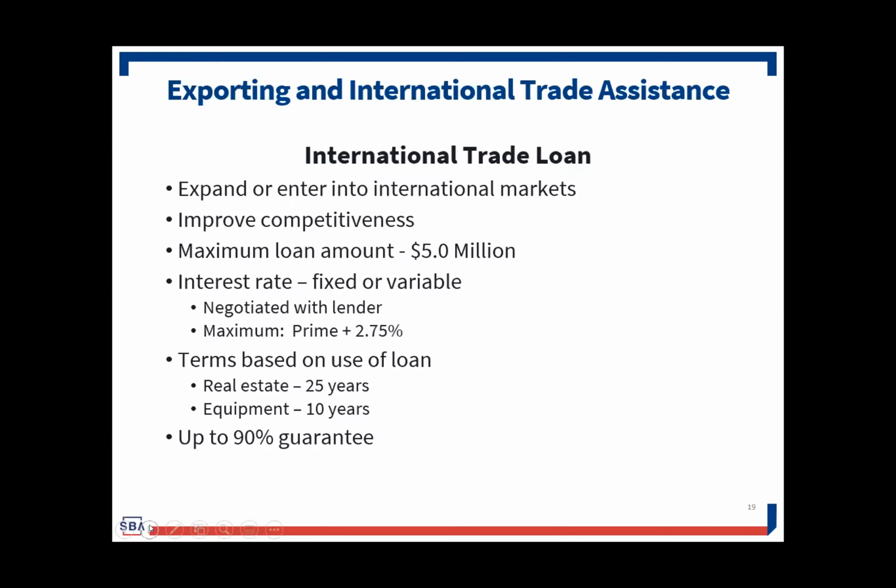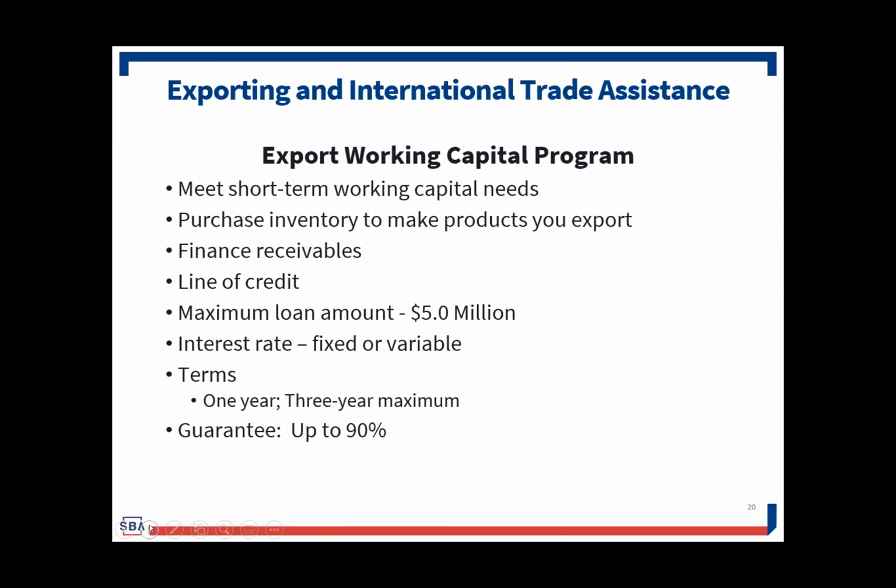For the international trade loan, this can be used to assist you in expanding or entering into international trade markets, and to help you improve your competitiveness against other businesses who are already in those markets. The maximum is $5 million. You'll negotiate the interest rate and the terms with the lender, but notice the maximum, regardless of the maturity, is prime plus 2.75%, and SBA guarantees the loan 90%.